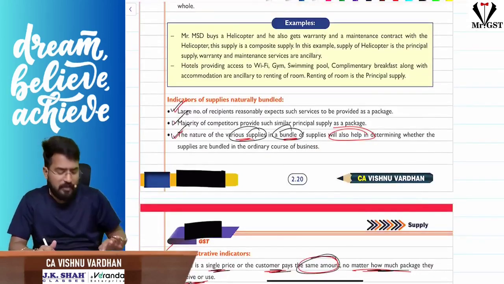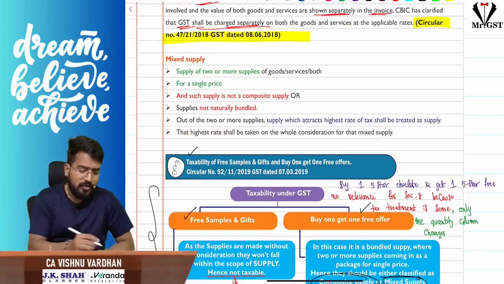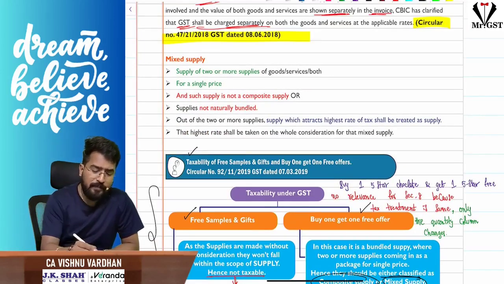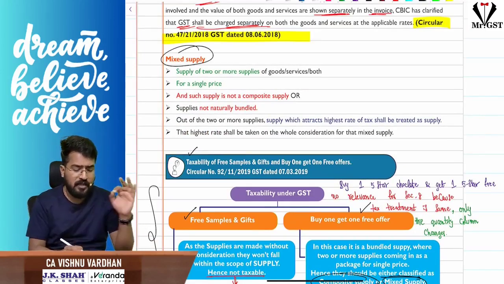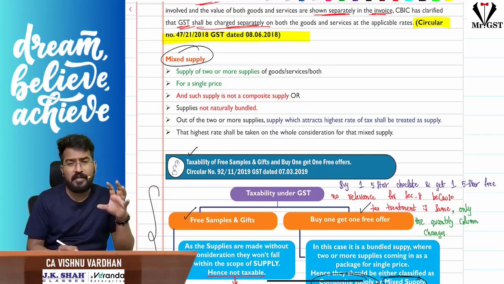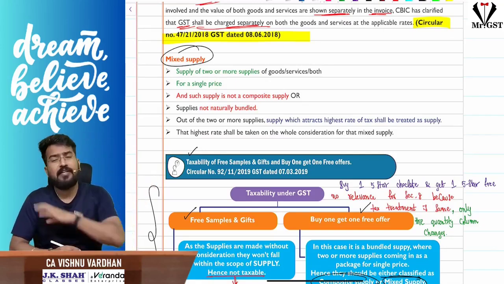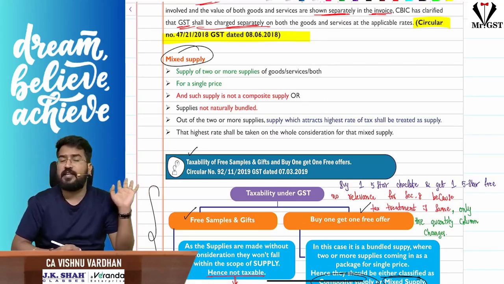If they are not naturally bundled, then we call it mixed supply. So what is the tax treatment for mixed supply? The tax treatment for mixed supply is: whatever in that bundle attracts the highest rate of tax, the entire transaction will be treated as such supply which is attracting the highest rate of tax.